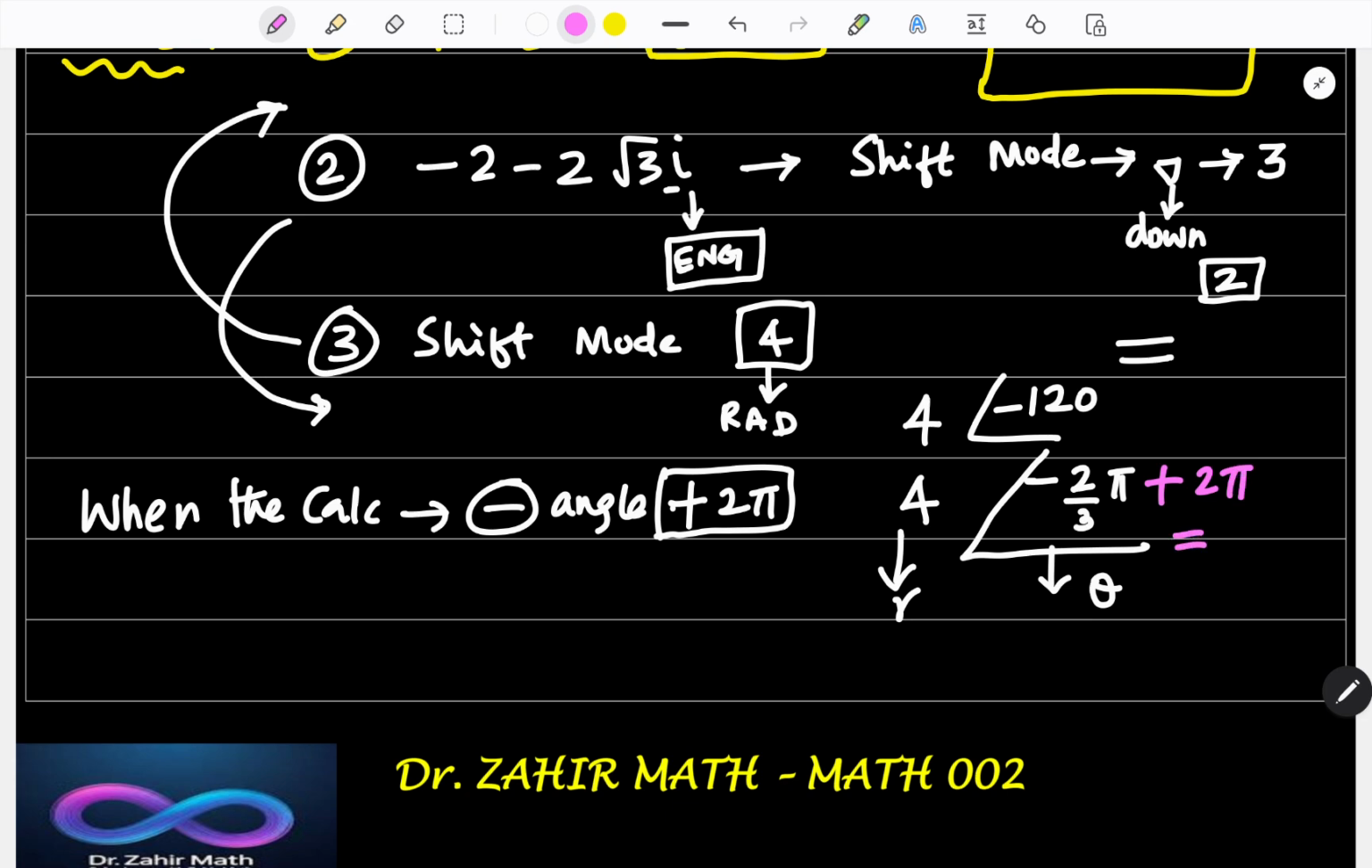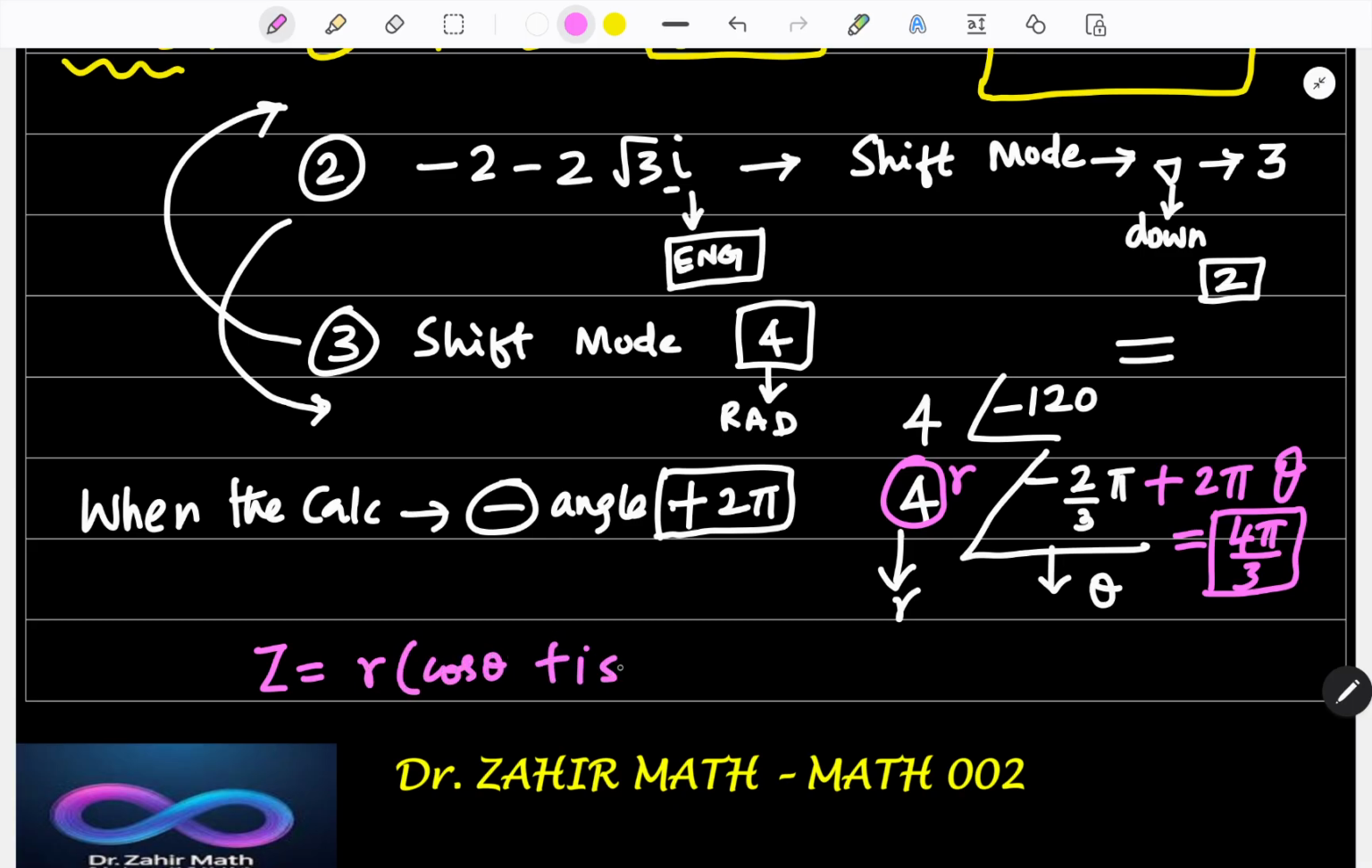When I add 2 pi in the calculator, you can put it, which is equal to 4 pi by 3. Okay. So this is my theta and this is my r. So the final answer is z is equal to r cosine theta plus I sin theta. So this equals r is 4, cosine 4 pi by 3 plus I sin 4 pi by 3.